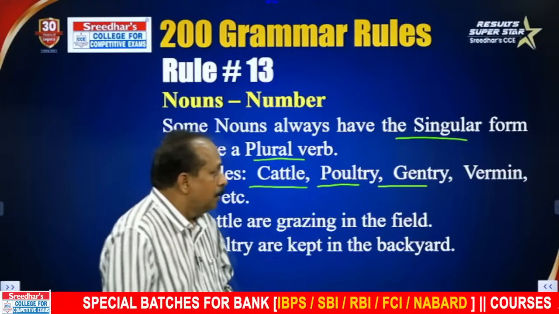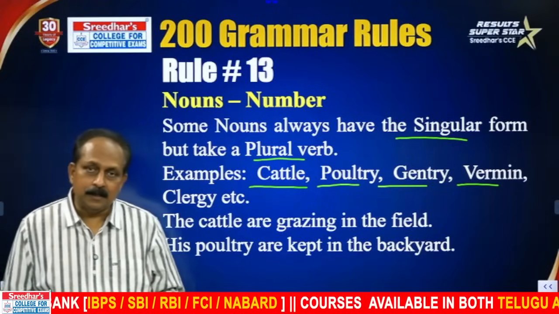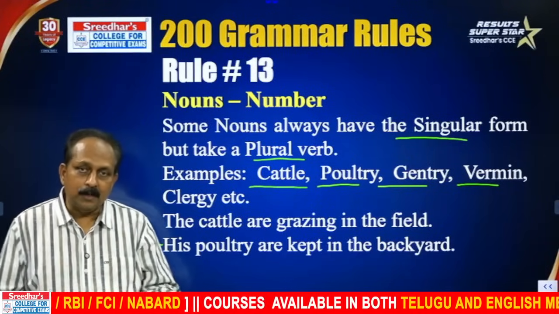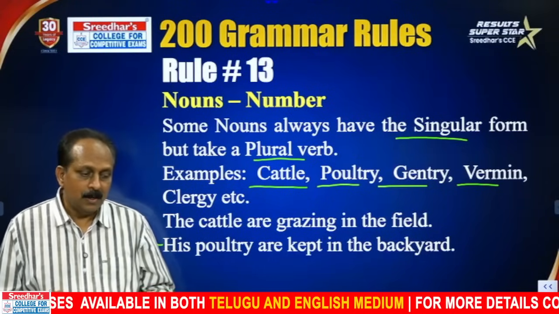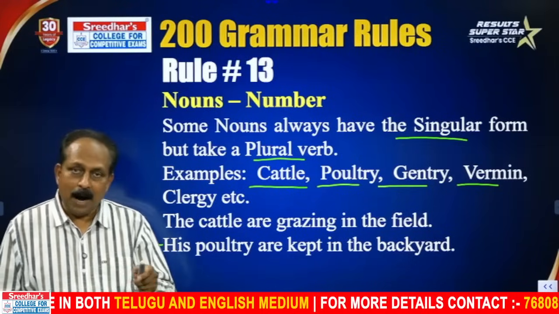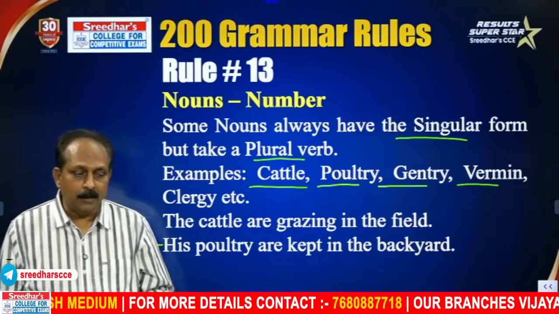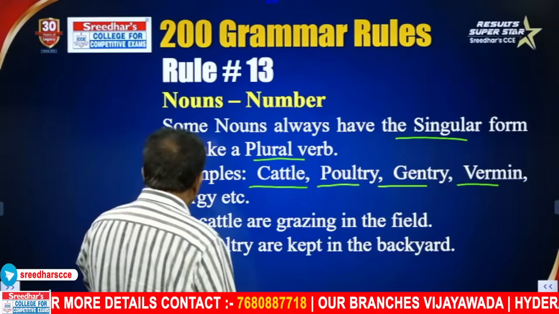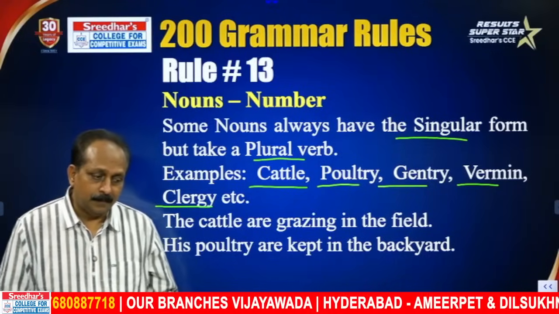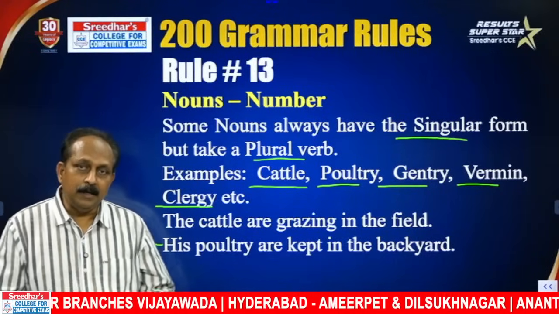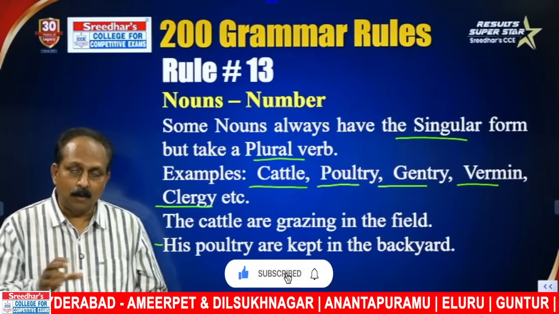Vermin means some small animals that cause diseases. Vermin means disease-causing animals like insects, cockroaches, mosquitoes, and rodents, rats, bandicoots, and also bats. All these animals cause diseases and are known as vermin. The last one, clergy. Clergy means religious leaders. Imagine there's a religion, and some leaders try to guide the masses; those religious leaders are called clergy.